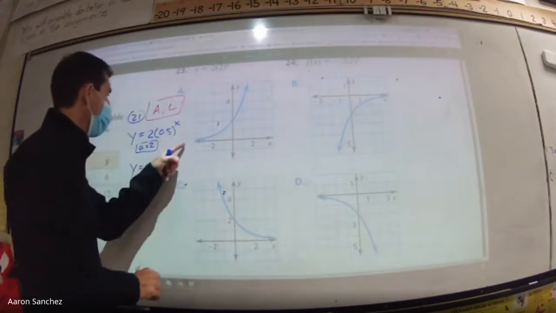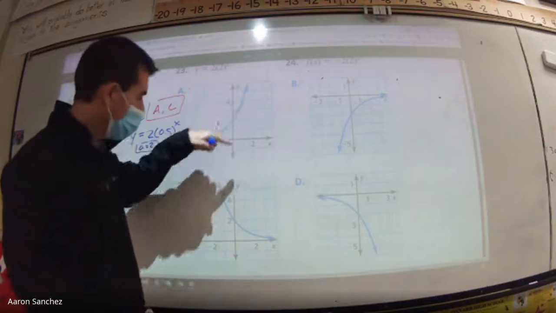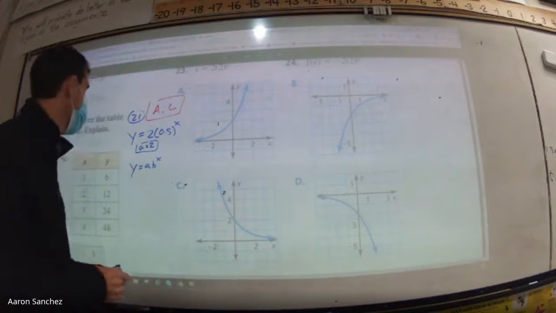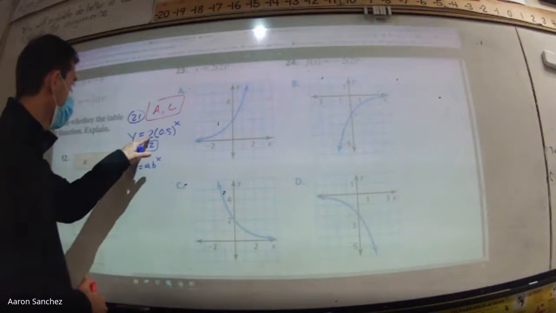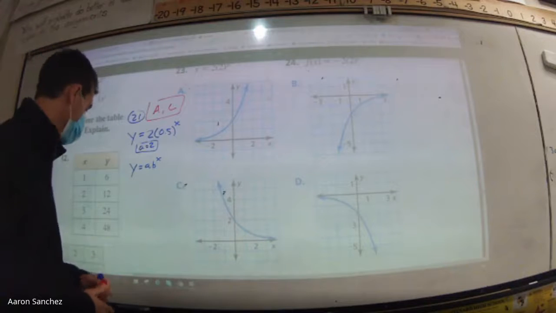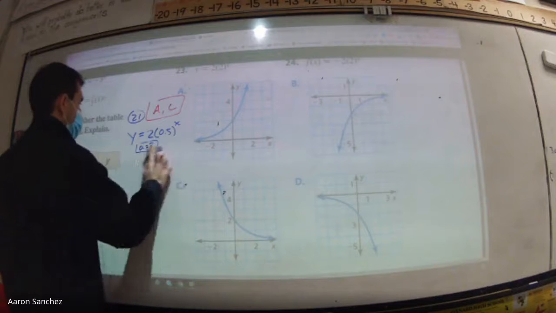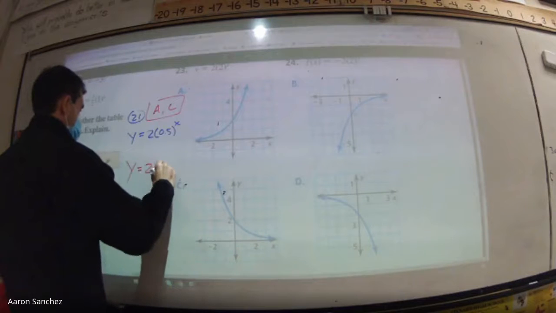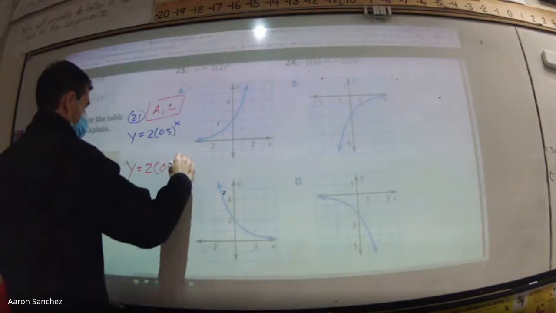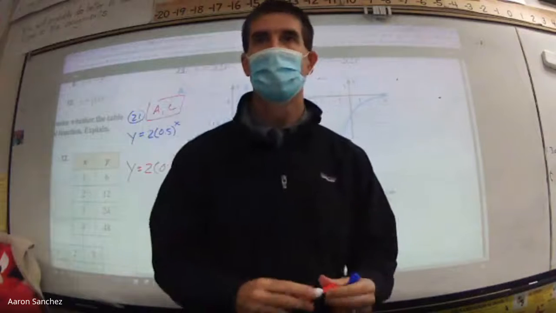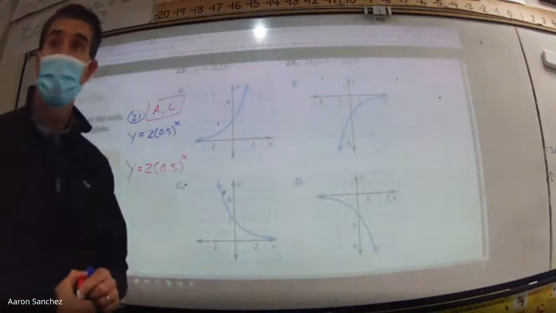Which one is 21? Is it this one going up, or is it this one going down? Okay. Angelina Lou, which one do you think this one is? Number 21. Y equals 2.5 raised to the x power. C. Yes, it is C. Why? Why is it C, Angelina? She's right. You guys know why she's right?